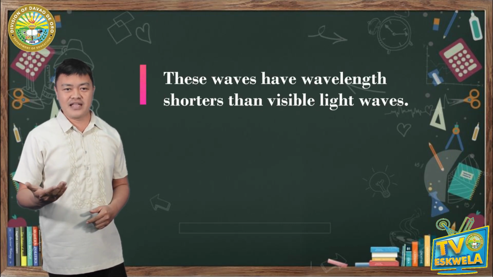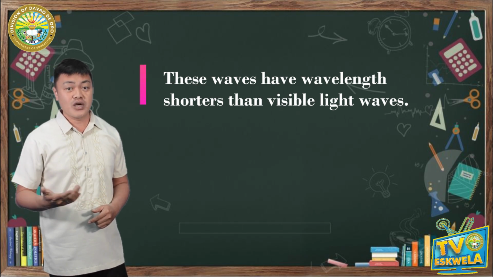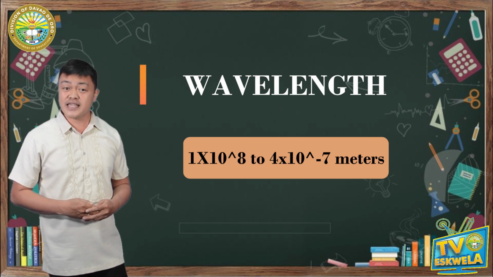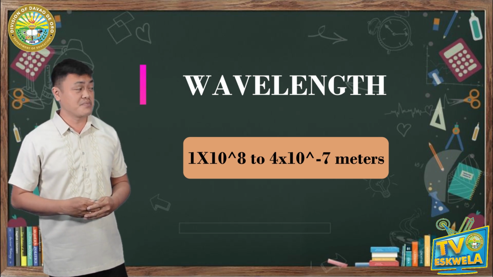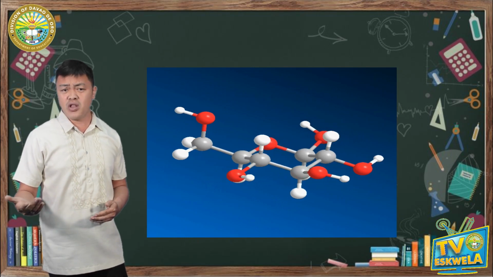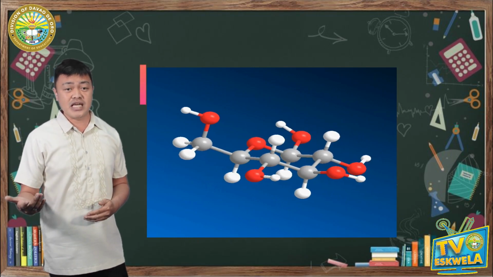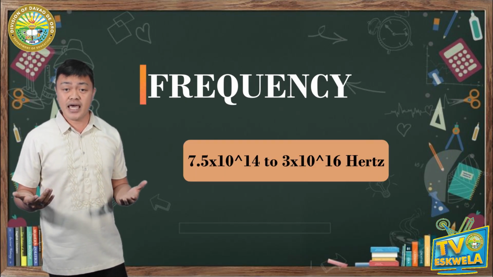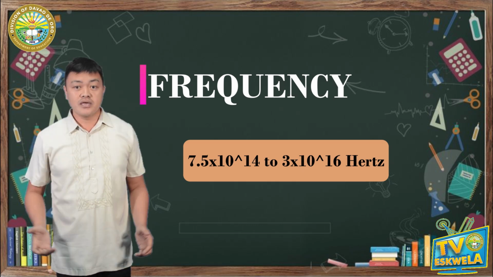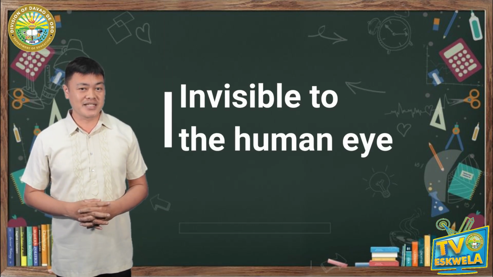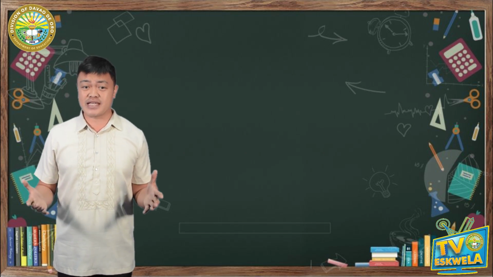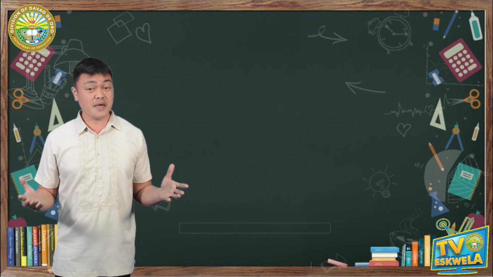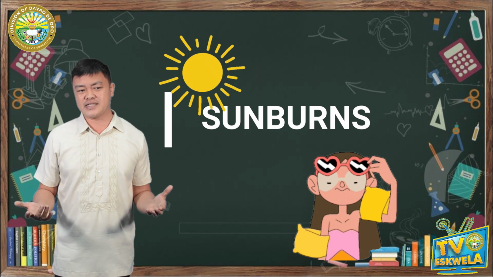These waves have wavelength shorter than visible light waves, with a wavelength of 1 times 10 raised to the power of negative 8 to 4 times 10 raised to the power of negative 7 meters, the same size as a molecule, and with a frequency of 7.5 times 10 raised to the power of 14 to 3 times 10 raised to the power of 16 hertz. These waves are invisible to the human eye, but with this range of frequency and wavelength, some insects can see them. Of the sun's light, these waves are responsible for causing our sunburns.